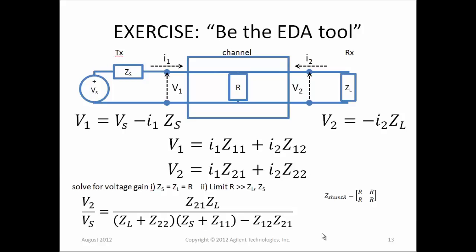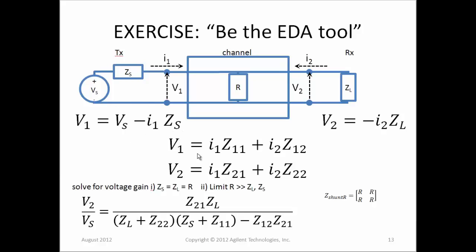So again, just to test your understanding, pause the video and do this exercise. Instead of being the test setup, we're going to be the EDA tool. Let's imagine that we've received a manufacturer's model of a channel that is this shunt R resistor. And we're going to try and solve for the voltage gain as if we're using an EDA simulator that can handle Z parameters and solve for the voltage gain.